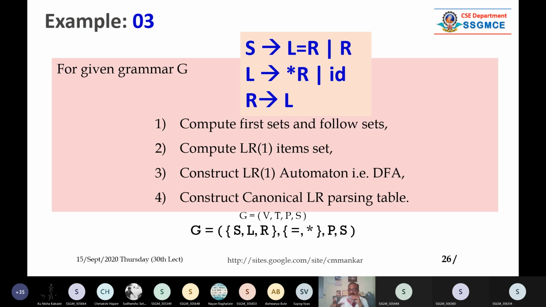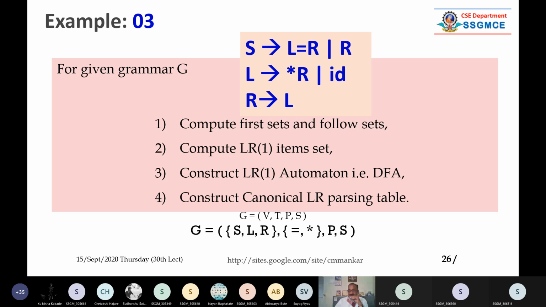So this is the way. Anyway, this is one grammar. Again, it is asked that you have to compute the CLR parsing table for a given grammar. Now here in this grammar, there are 5 production rules. And note here, there is one unit production rule, that is R giving L at the last. Now again, you have to compute first and follow sets, the set of LR1 items, then the LR1 DFA, and then you have to construct the CLR parsing table.